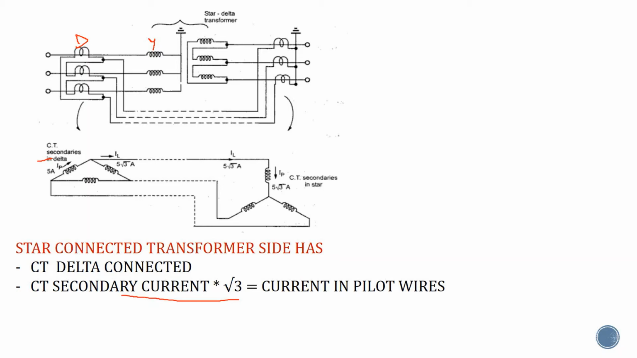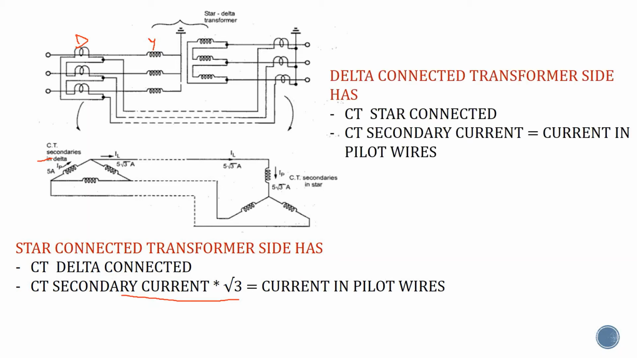Whereas on the delta connected side of the transformer, the CTs are connected in star, and as we know that in star the line current and phase current are the same, therefore the CT secondary current here will be actually the current traveling in the pilot wires. These two are very important. Please understand the concept behind this.